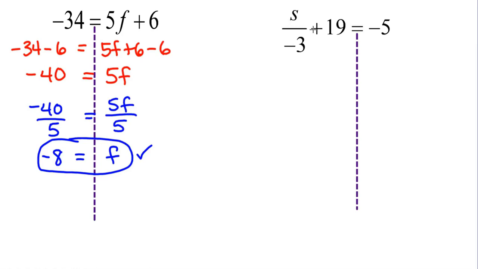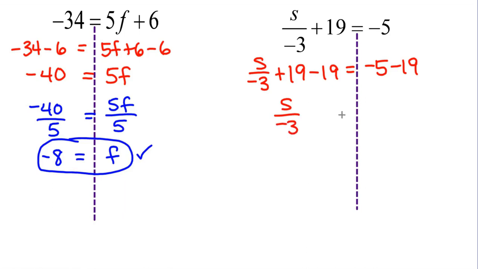I have division and addition. I want to undo the addition. So I'm going to subtract 19: s divided by negative 3 plus 19 minus 19 equals negative 5 minus 19. And this becomes 0, the plus 19 minus 19. So all I have is s divided by negative 3 equals, and then negative 5 minus 19 is negative 24. And that's step 1, got rid of the addition.